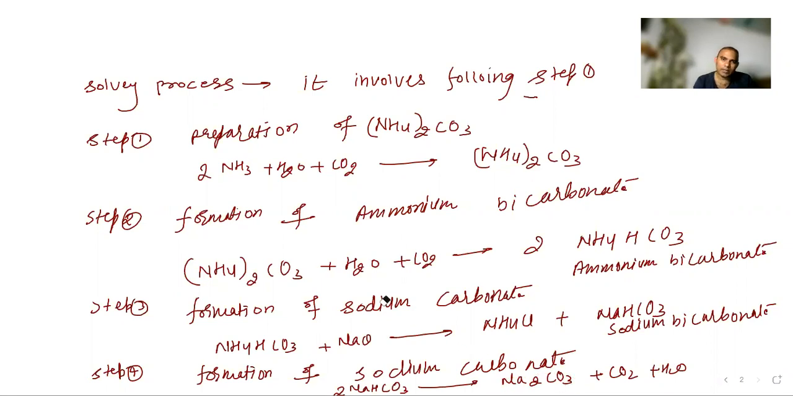So if you talk about the Solvay process, it basically involves the following four steps. First, you are preparing ammonium carbonate. The first step is to prepare ammonium carbonate. Second step, ammonium bicarbonate. Third step, sodium bicarbonate. And last step, sodium carbonate.